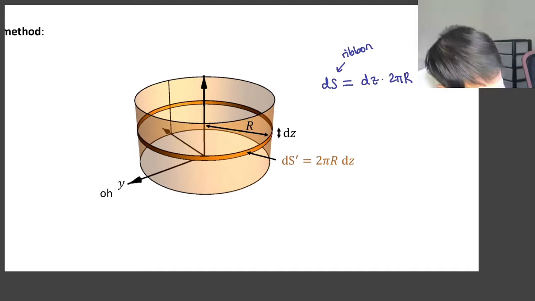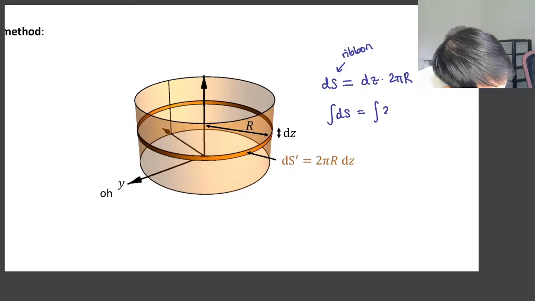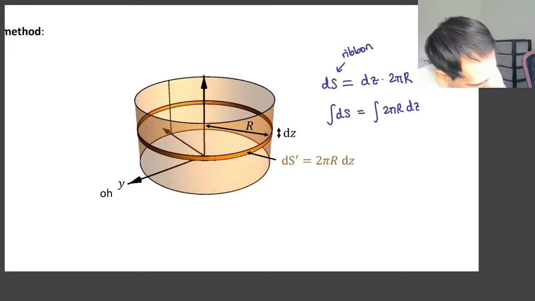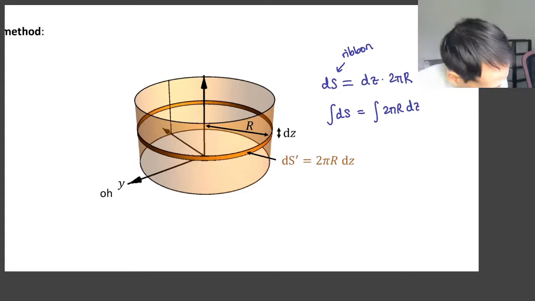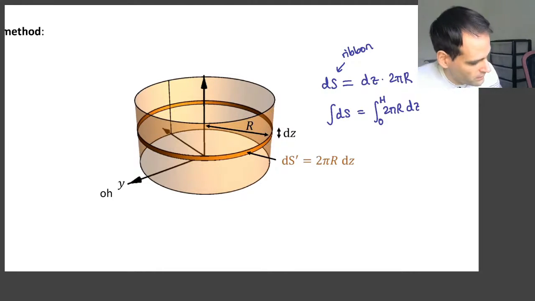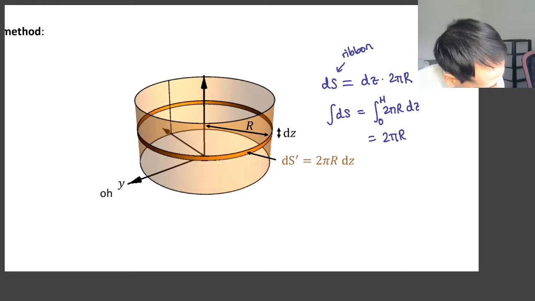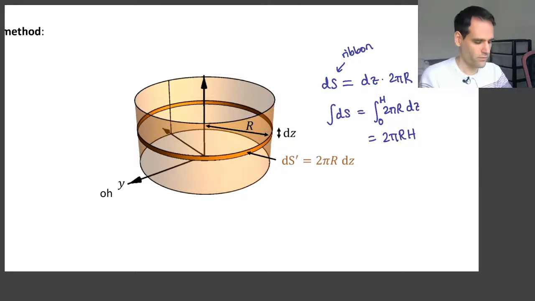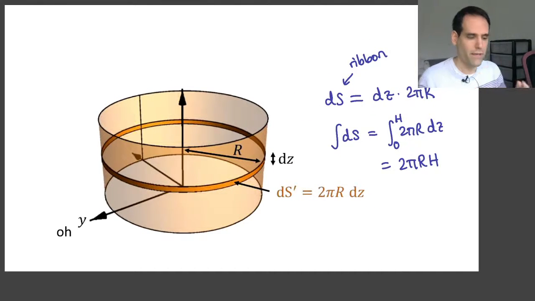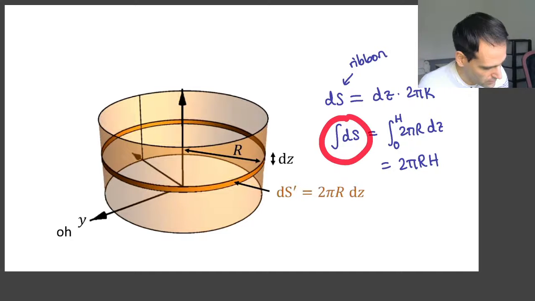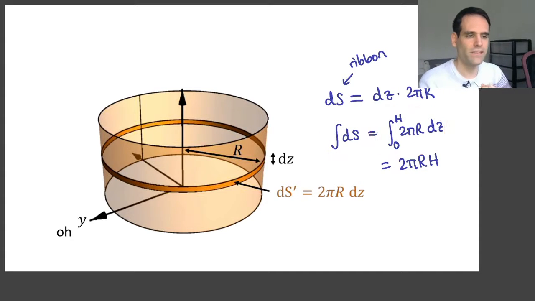Then you can integrate ds, which is the integral of 2 pi r dz, but this time we only have one variable because our ribbon only has to change from z equals 0 to z equals h. Sorry, from 0 to h. And if you solve this integral, you also get 2 pi r h. So this is another way of interpreting the integral on a surface by doing a single integral. So this is only one integral instead of a double integral.